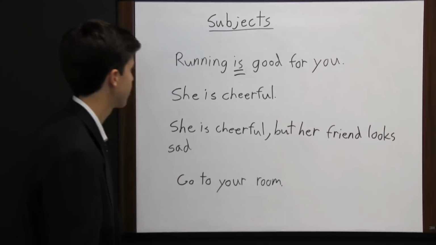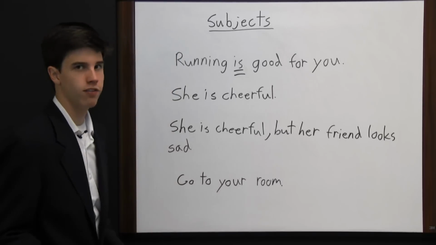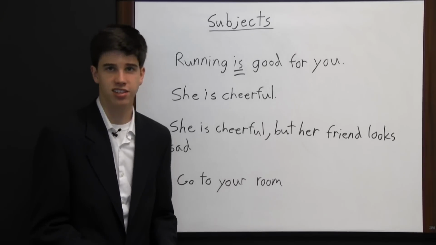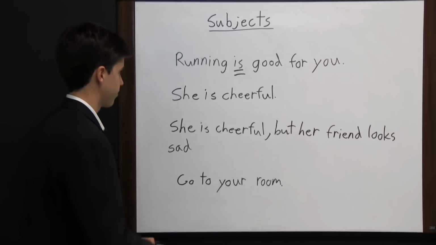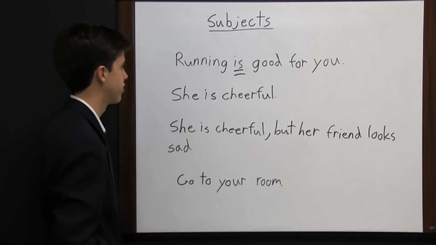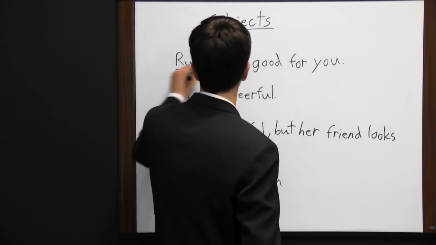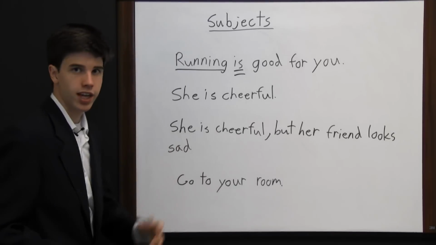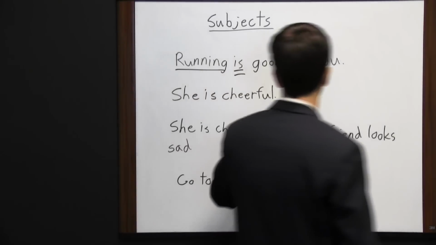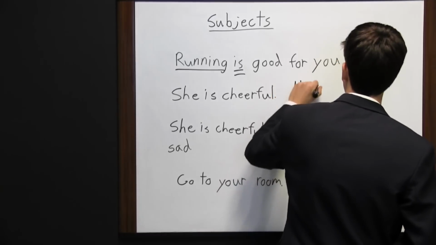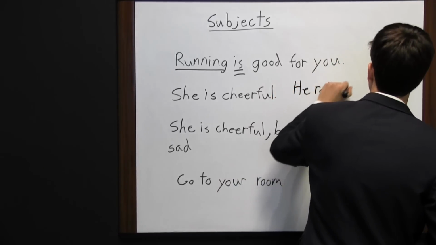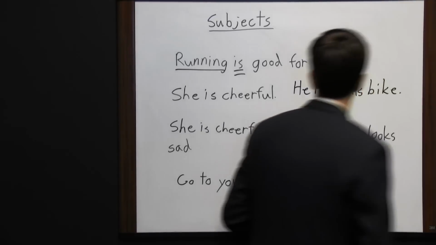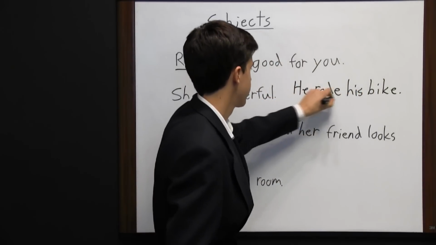So then what is the subject of this sentence? Well, the way you can find the subject is it's the person or thing that's doing the action in the sentence. So what is in this sentence? Running is. So running would be the subject. Okay, so think of another example, like he rode his bike. Okay, rode is the verb here.